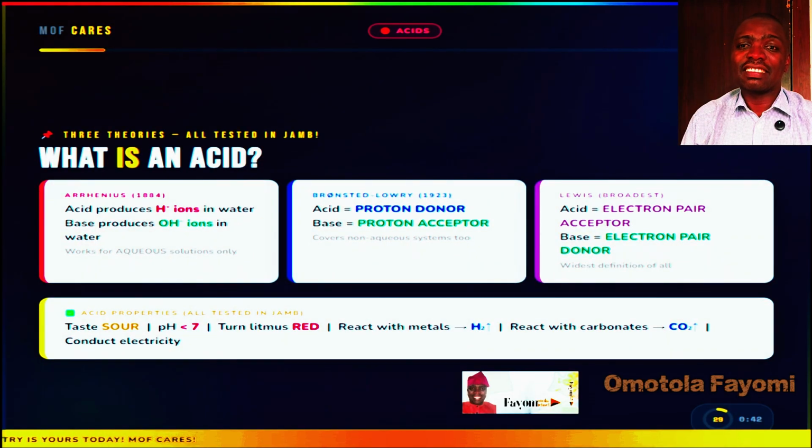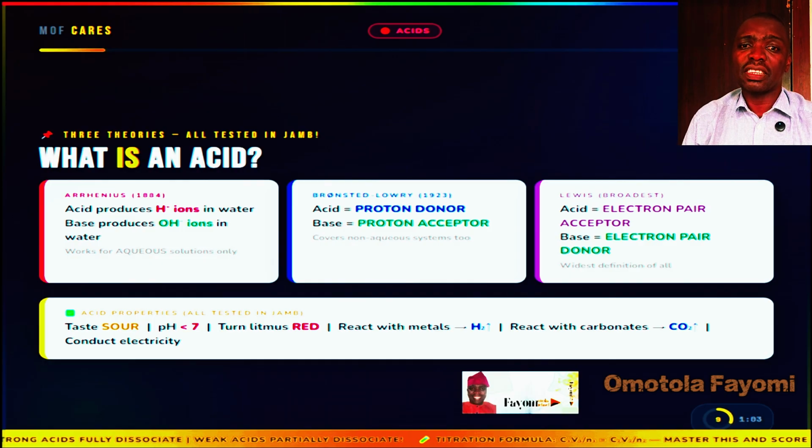Let us start at the foundation. What is an acid? JAMB tests three definitions, and you need to know all three. Arrhenius definition, the simplest and oldest. An acid produces hydrogen ions, H+, when dissolved in water, and a base produces hydroxide ions, OH-.